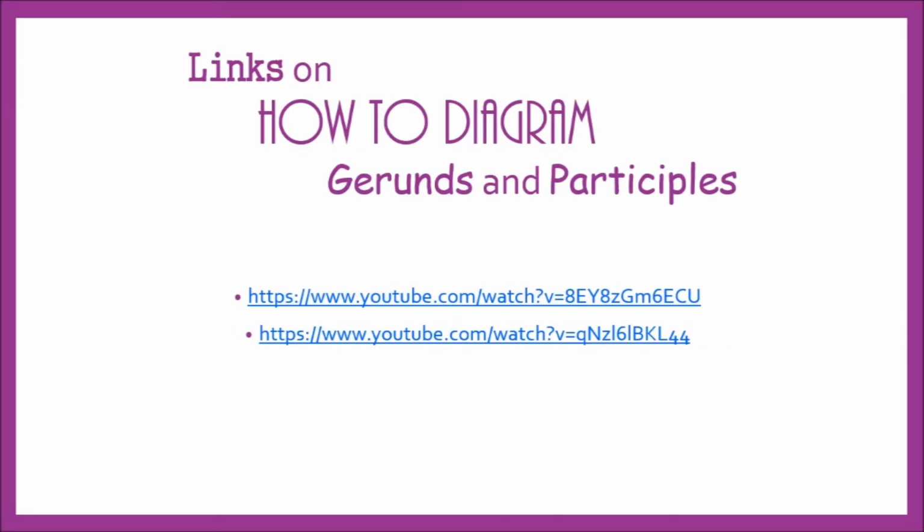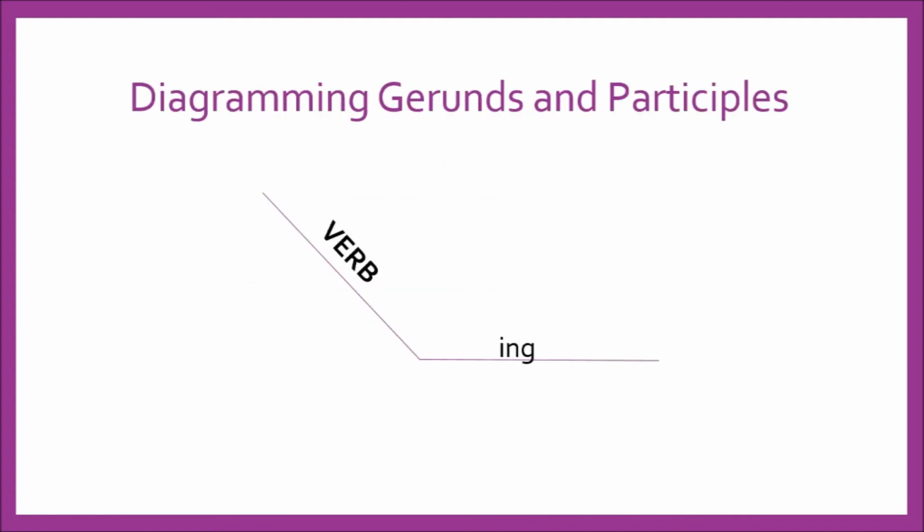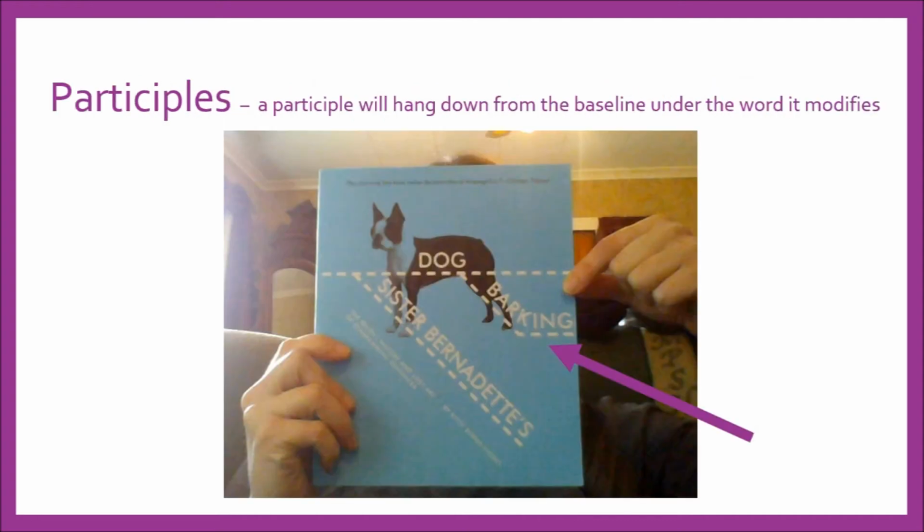As promised, here are some links on how to diagram gerunds and participles. I'll go over it just briefly, but these videos again are a little more detailed and are a huge help. With both gerunds and participles, you'll draw a diagonal line that plateaus into a horizontal line. The verb goes on the diagonal, ing goes on the horizontal. For a participle, the line will hang down from the baseline under the word it modifies. If you look closely at the cover of our textbook, you'll see an example of this.